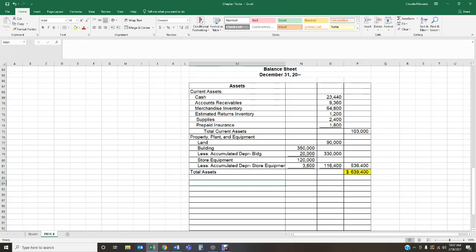Now we're going to move on to the liability section. For my liabilities, we have two types: current liabilities and long-term liabilities. Current liabilities are anything that is due within a year. Long-term liabilities are anything that's longer than a year.